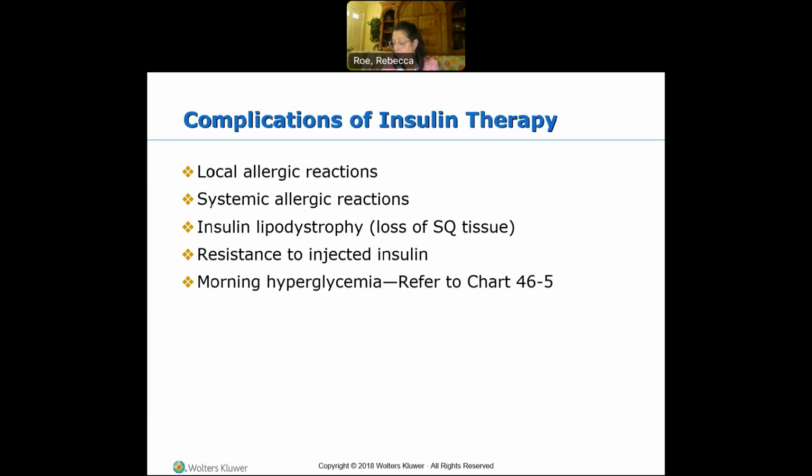Morning hyperglycemia, there's a chart on 46.5. There can be a gradual rise in blood sugar in the morning. And if this occurs, there may need to be an adjustment of the evening dose of insulin, or the last meal dose of insulin may need to be increased.